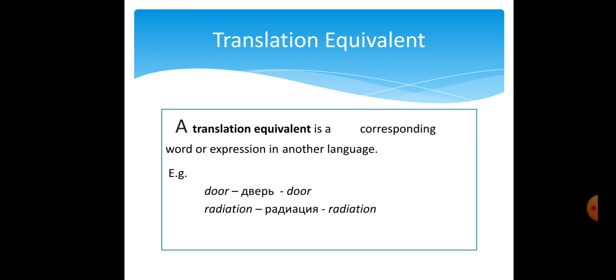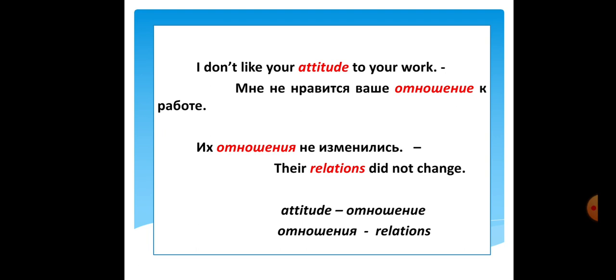Translation theory studies the system of translation equivalence in a particular language in relation to the other language. The units of SL, which have the units of TL as their translation equivalents in the process of translation from SL into TL, are not always the translation equivalents of these units in TL in the process of translation from TL into SL. For example, "I don't like your attitude to your work." "Мне не нравится ваше отношение к работе." Here, the English word attitude is rendered into Russian as отношение. But in the second example, "их отношения не изменились", "their relations did not change", the word отношения is translated into English as relations, not attitude.